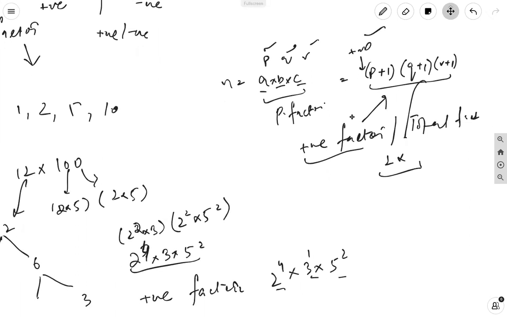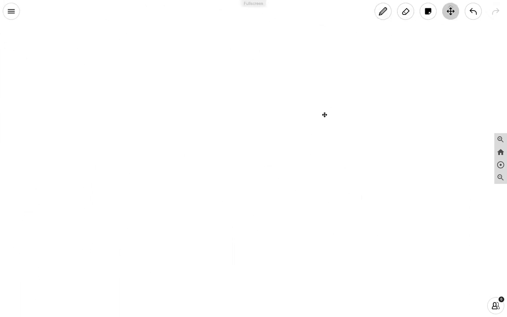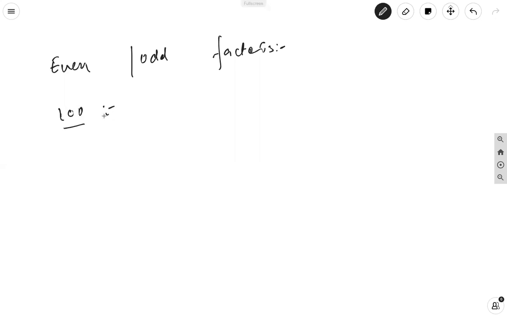Now the next thing is about even and odd factors. If I ask you that we have a number 100, how many even factors and how many odd factors does it have? Can anyone tell that?